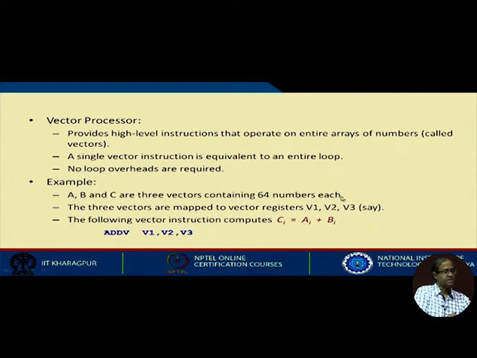Each of these elements can be, for example, a double precision number of 64 bits. So, if you can map the vectors to the so-called vector registers, we can use a single instruction to add them.